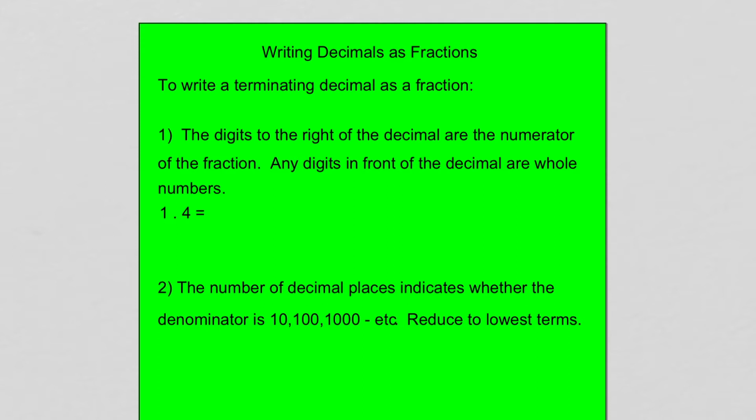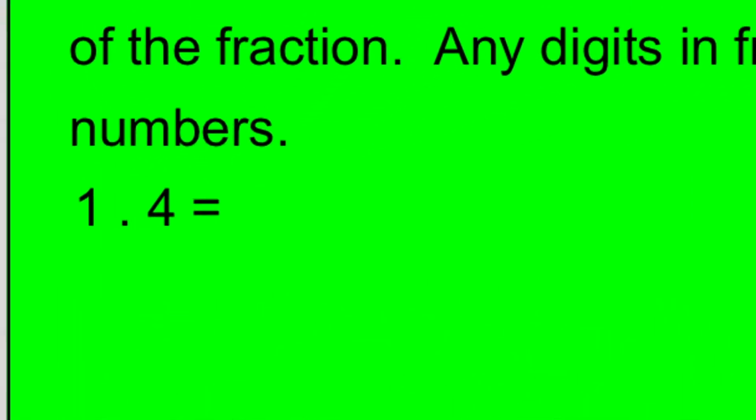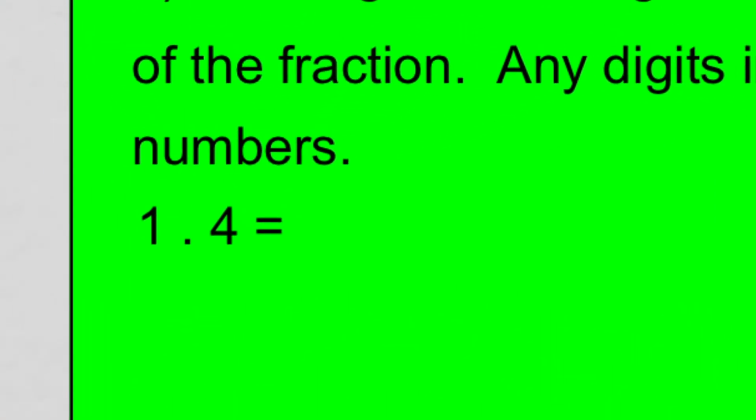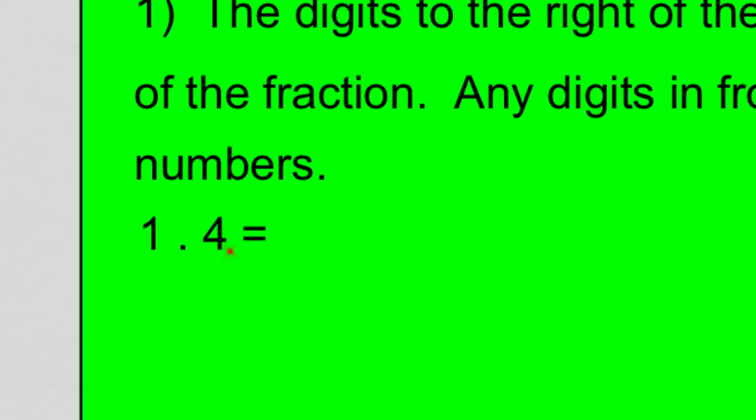To do this, the digits to the right of the decimal are the numerator of the fraction. Any digits in front of the decimal are the whole number. So let's look at the decimal 1.4. There's one digit to the right of the decimal, and that digit is a 4. So that becomes the numerator part of the fraction. The digit in front of the decimal is 1 whole, so that's going to be the whole number part of this fraction.